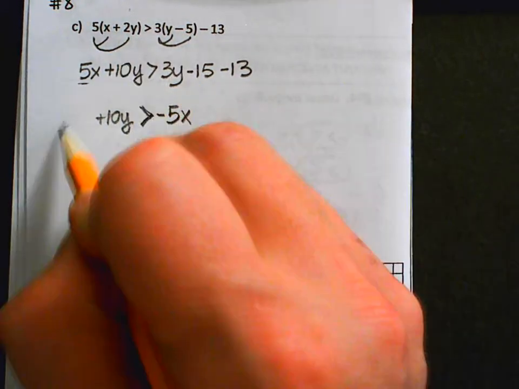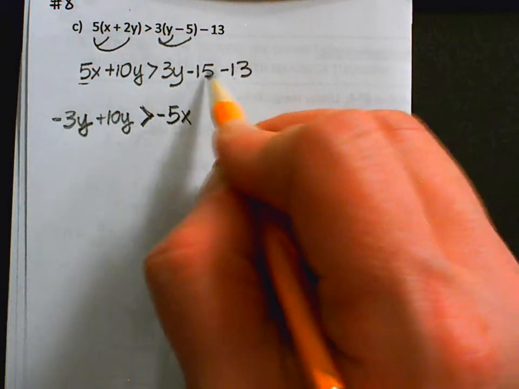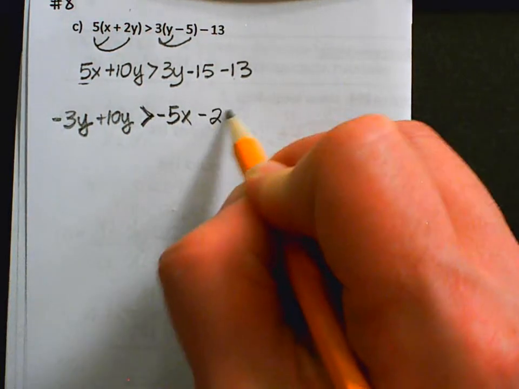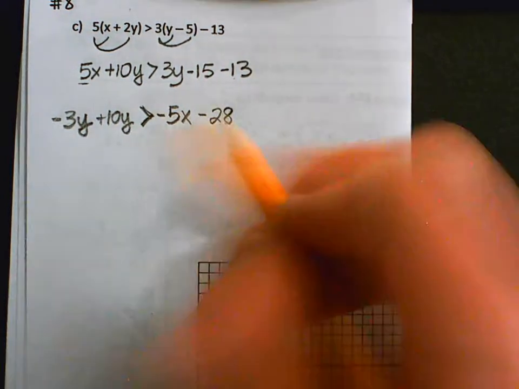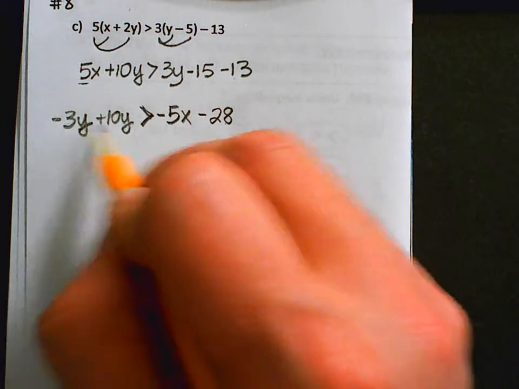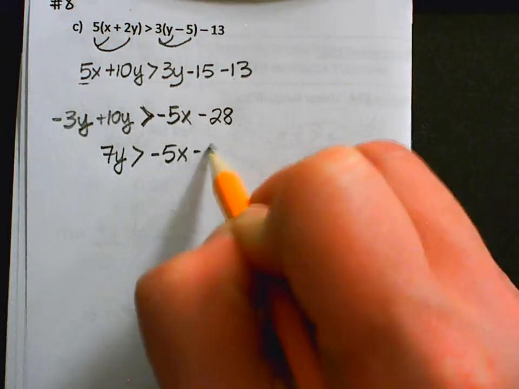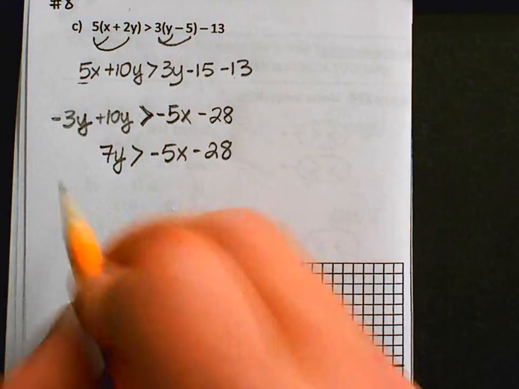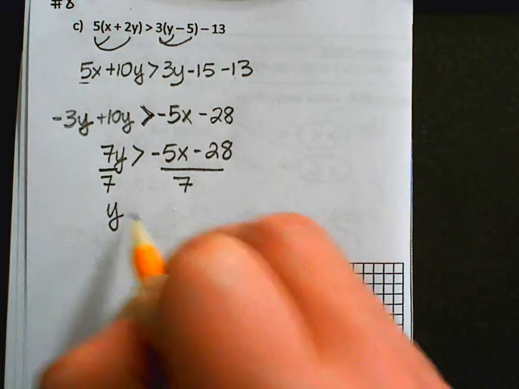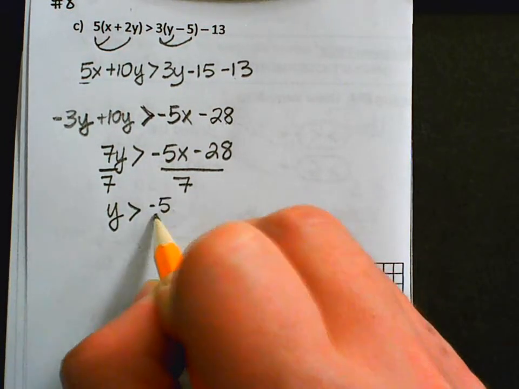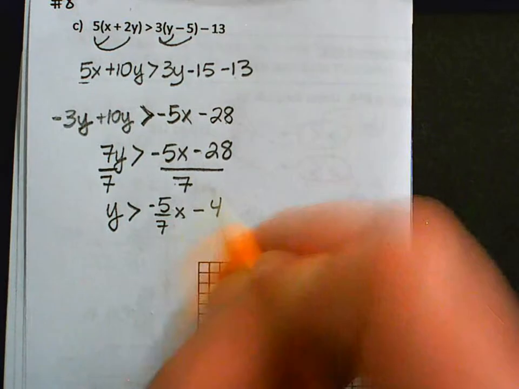3y is not in the right place, so we're going to send it to the other side. So it becomes -3y. The -15 and -13 are in the right place, and I'm going to combine them. It gives me -28. Now, on this side, I can combine -3y plus 10y, which gives me 7y. Now I need to get the y alone, so we're going to divide by 7. So this would be y greater than -5/7x. And a negative divided by a positive is a negative, so it would be -4.